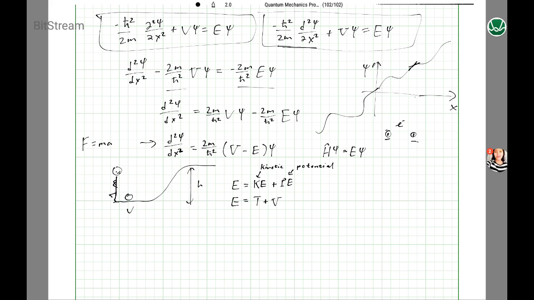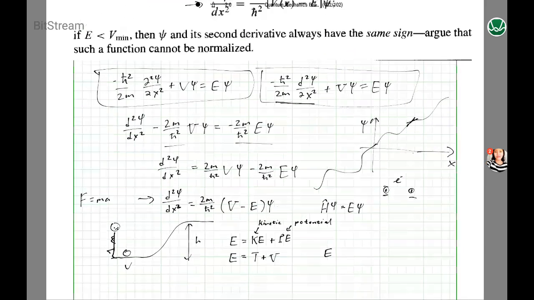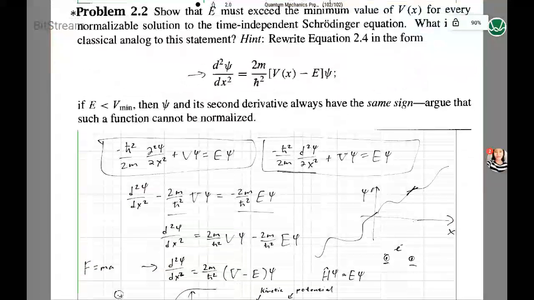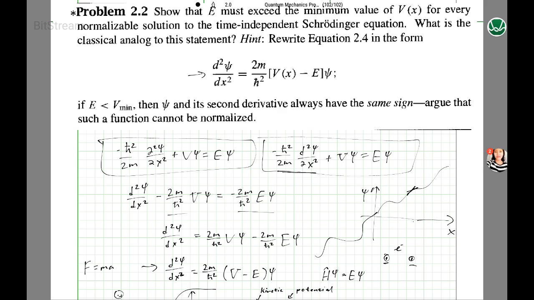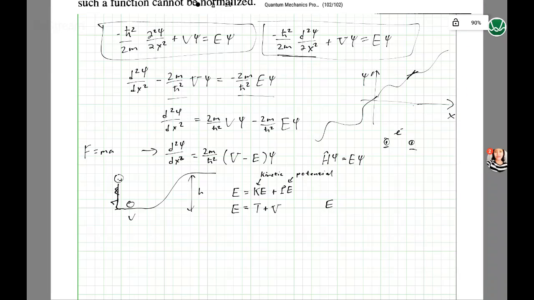Okay. So I have my total energy, or my Hamiltonian, which is my kinetic plus potential. What this is saying is that your total energy has to be bigger than V minimum.